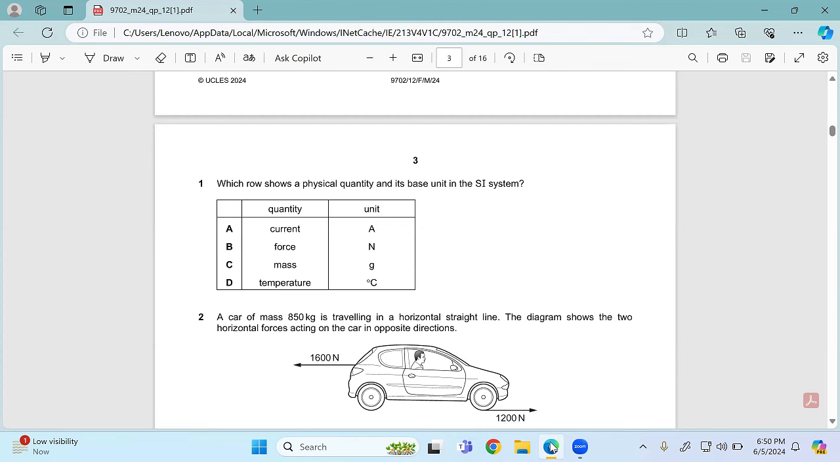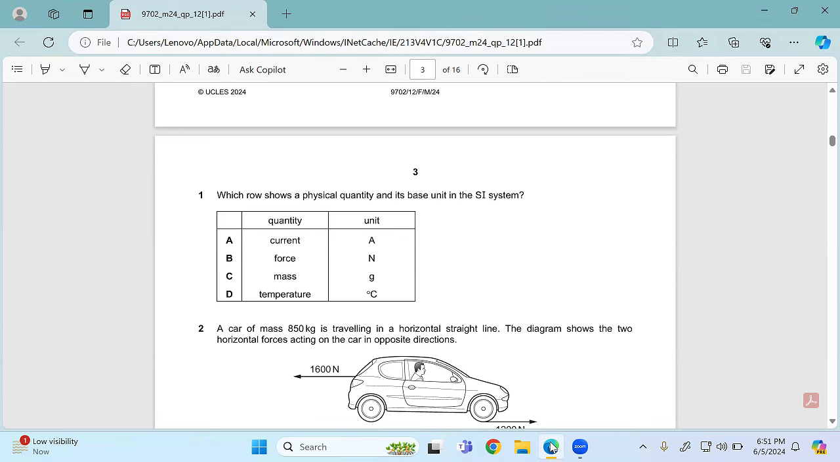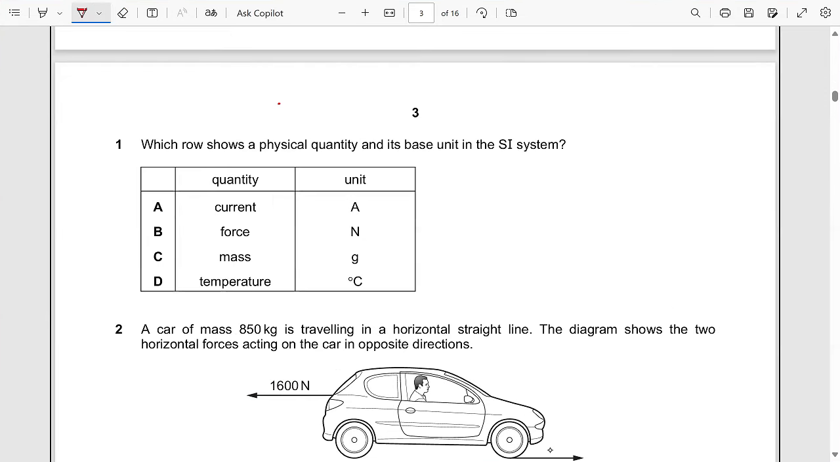Which row shows a physical quantity at its base unit in the SI system? You should know that quantity that is in, right? It's a physical quantity and the unit is ampere. So it's a basic physical quantity with the unit ampere.